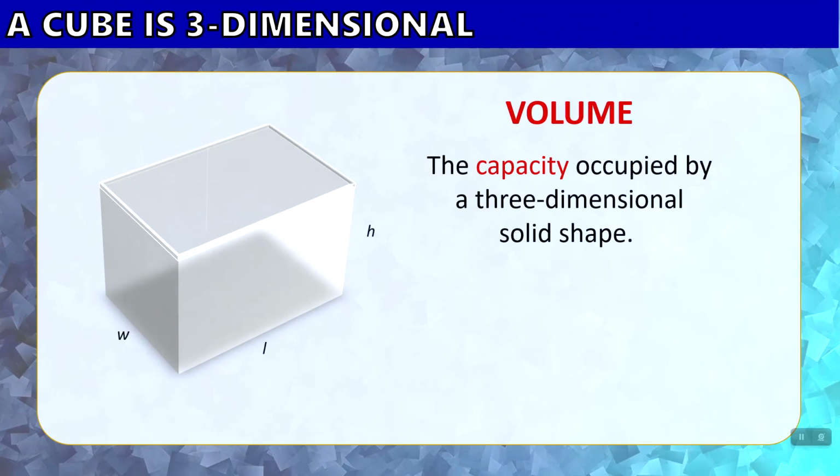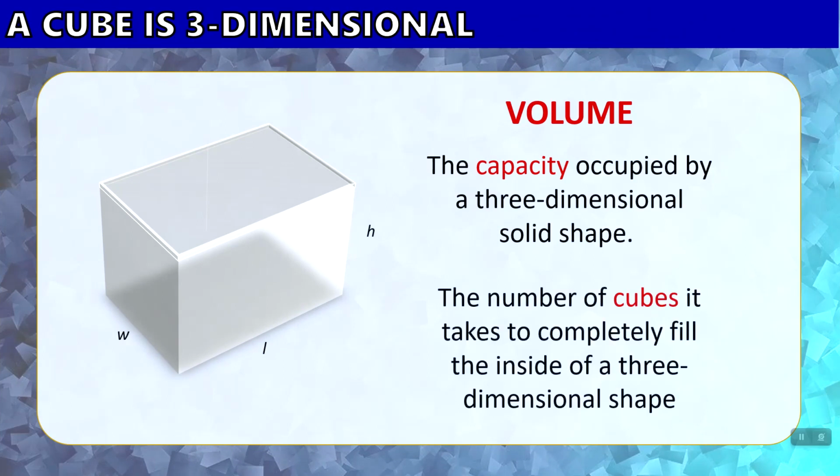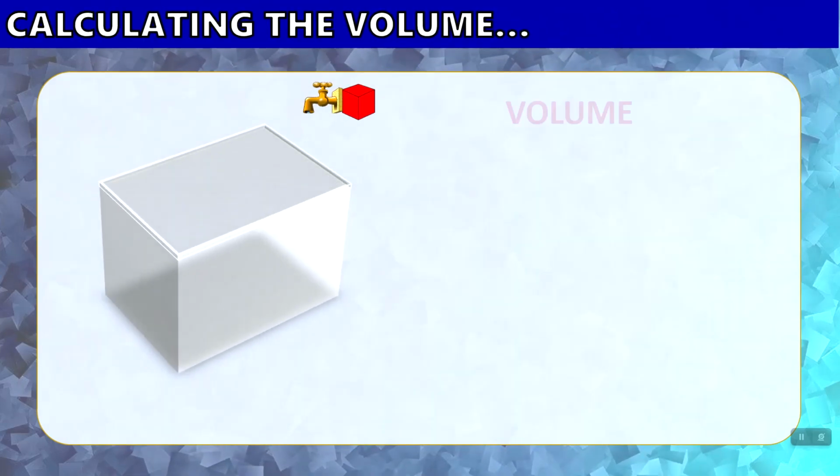This has a length, a width, and a height. And the volume is the number of cubes it takes to completely fill the inside of this three-dimensional shape. And so if we started to pour or place 1 centimeter, 1 centimeter, 1 centimeter cubes inside of the cuboid, we will end up determining how many of those it takes to completely fill it.